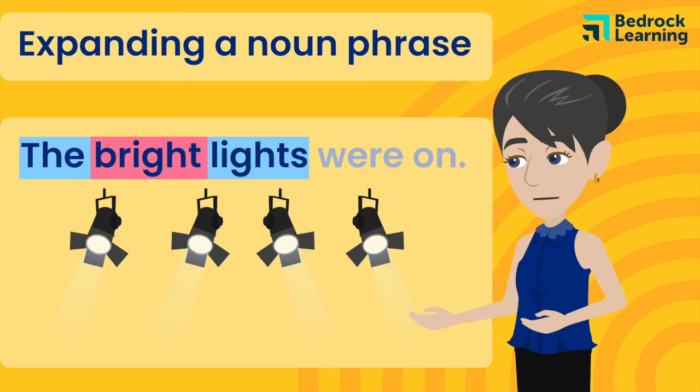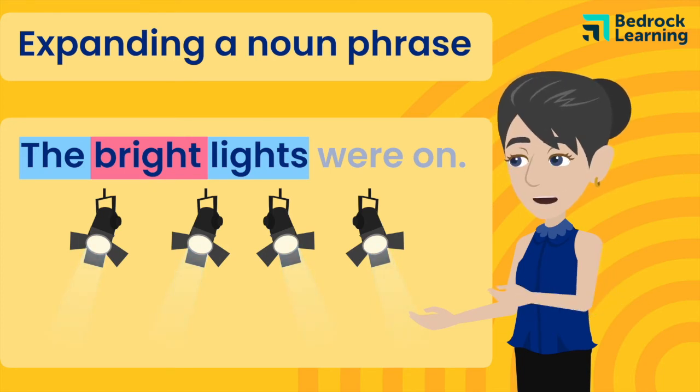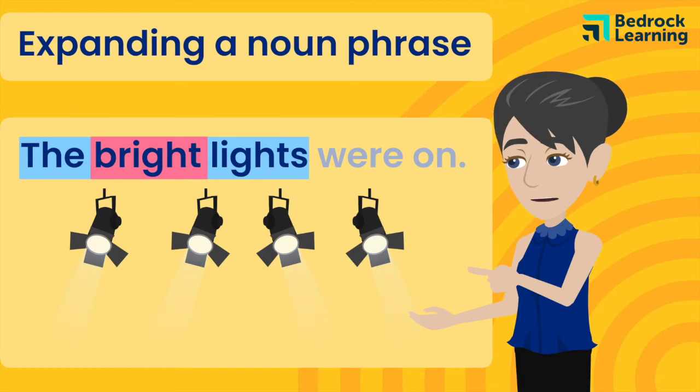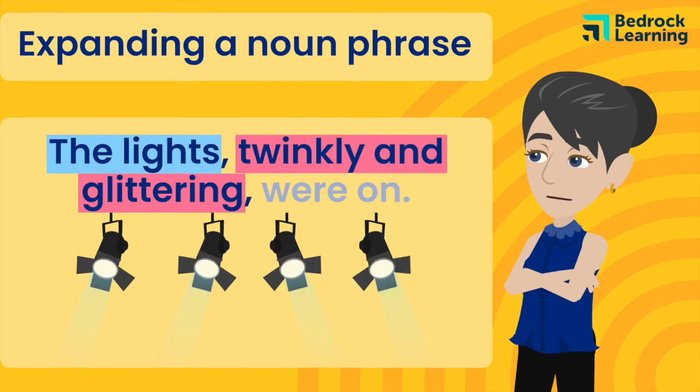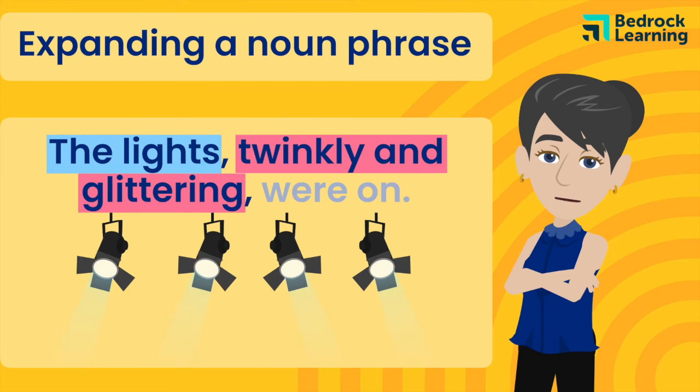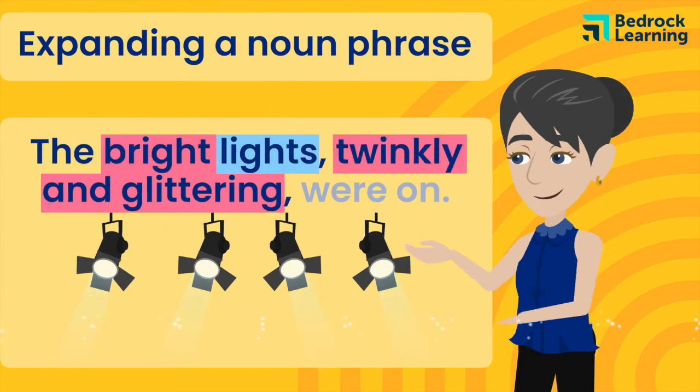Remember, an adjective is a word that tells us more about a noun, but we can also add words after the head noun. The lights, twinkly and glittering, were on. Or we can do both. The bright lights, twinkly and glittering, were on.